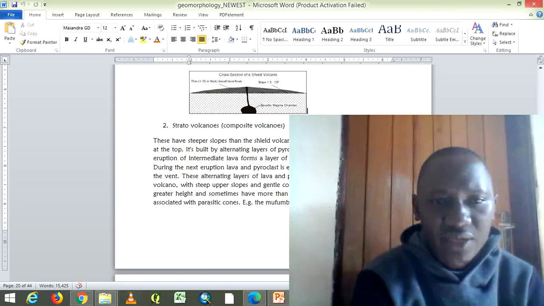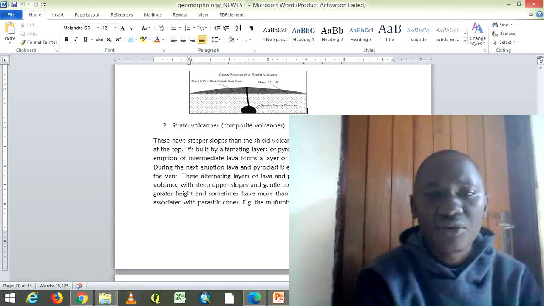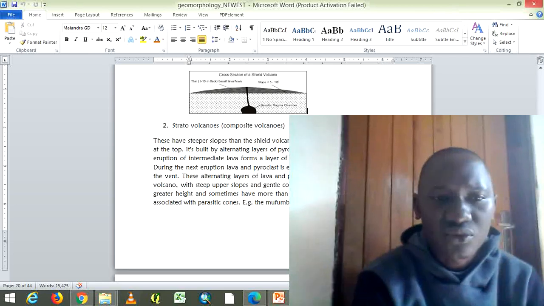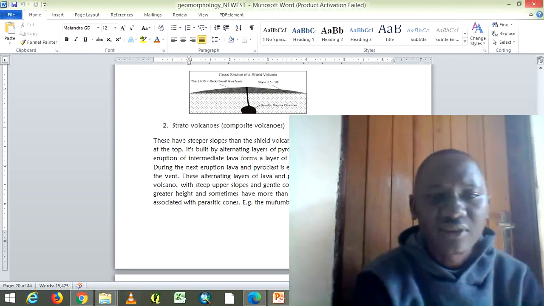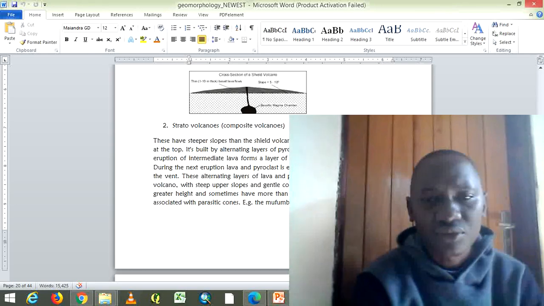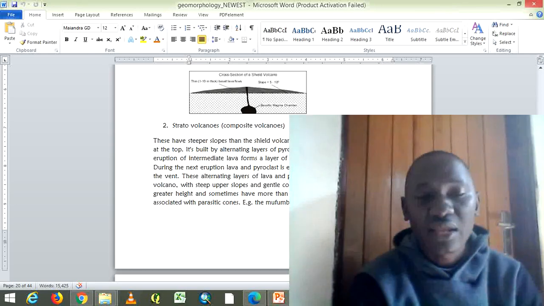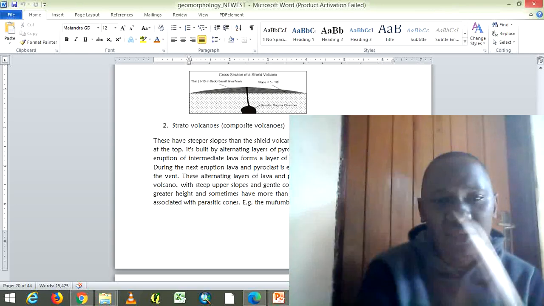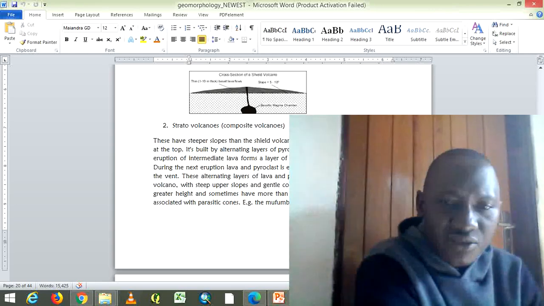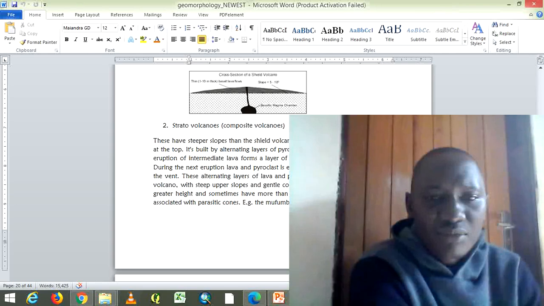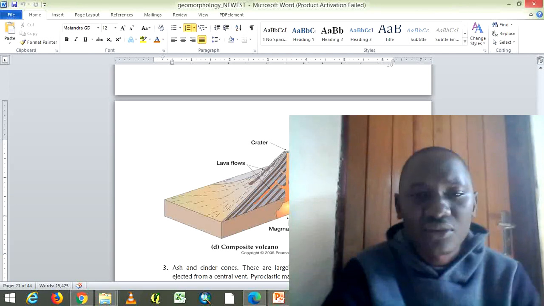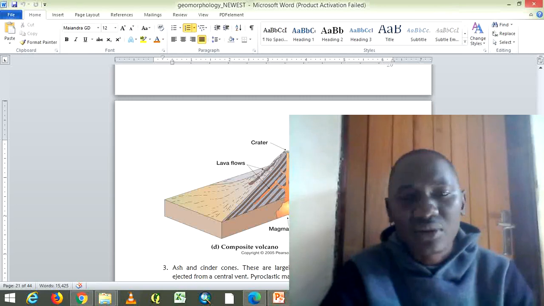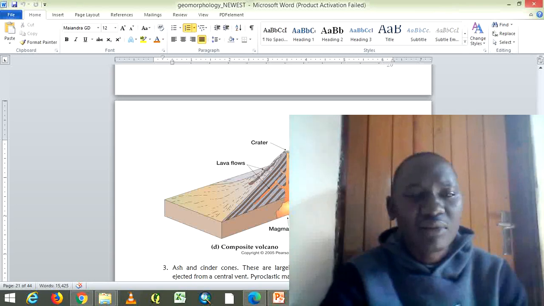The alternating layers of lava and pyroclast form a composite or a stratovolcano with steeper upper slopes and gentle concave lower slopes. They grow to greater heights, sometimes going up to over 5,000 meters above sea level. They are studded with parasitic cones, for example, the Mufumbiro ranges of southwestern Uganda, the likes of Elgon, the likes of Kilimanjaro, the likes of Kenya. These are composite volcanoes.